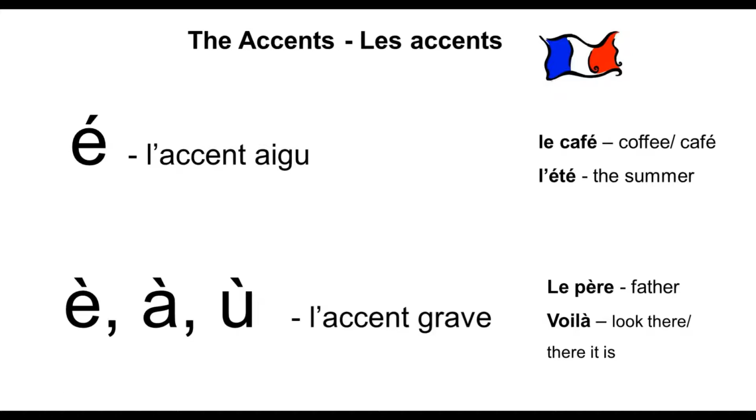Next accent. L'accent grave. The grave accent. A small dash drawn from right to left. This accent is used in letters E, A and U, but the pronunciation changes only when it is placed on the letter E, making the sound A. Look at the examples. Le père. Father.